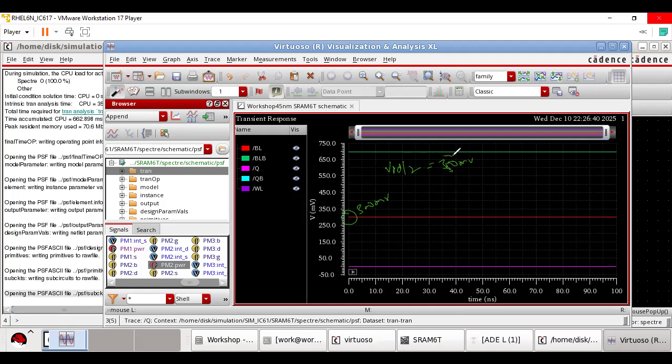Now we want it to have more distance. We want this potential at BL. This is the value of BL. You see this red line, this red represents the BL. So the value of BL is around 300 millivolts, and we want it to get discharged to somewhere below 150 millivolts. How can we do that?